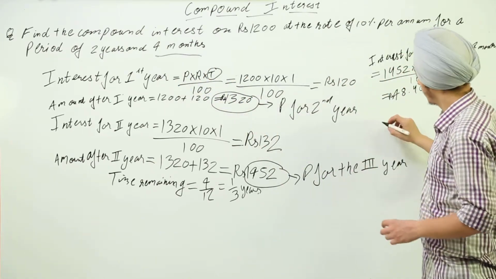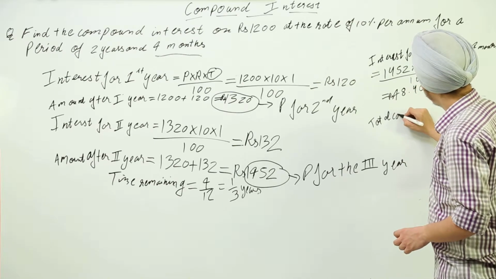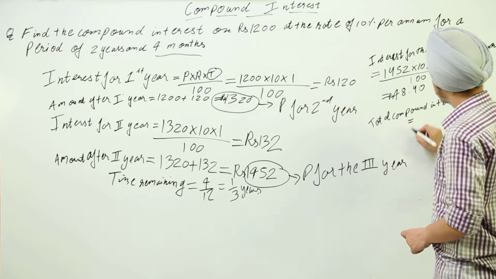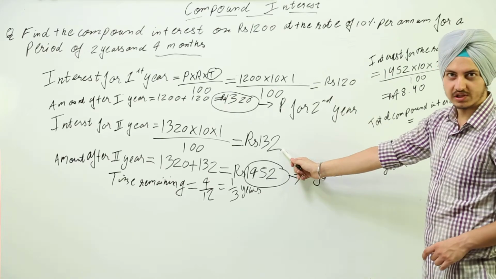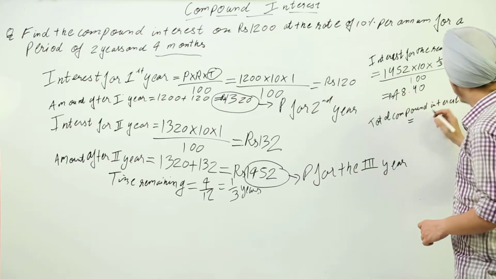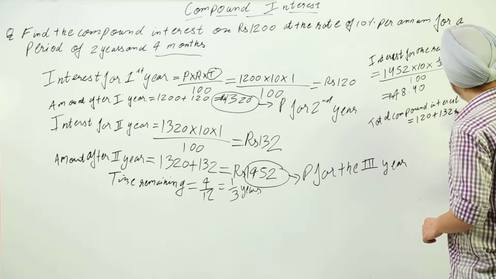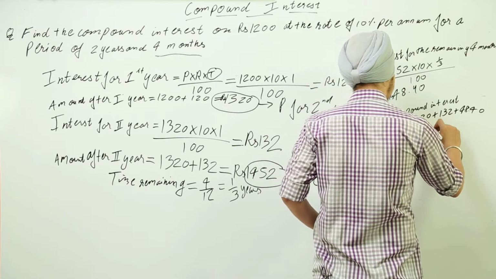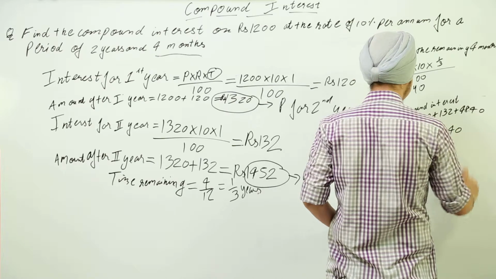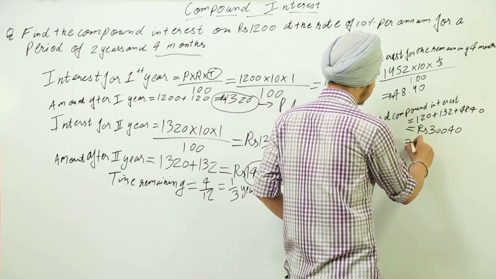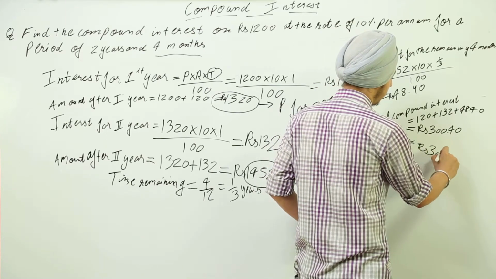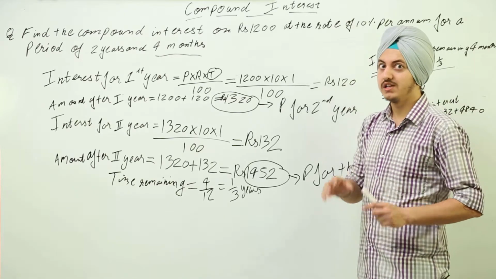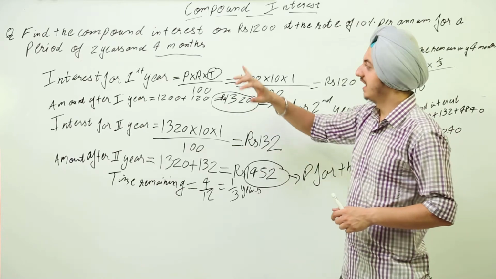So the total interest, what is the total interest? So the total compound interest is equal to rupees 120 plus rupees 132 plus rupees 48.40. This comes out to be equal to rupees 300.40. Now if we round this off, this will approximately be equal to rupees 300. Now this is the basic concept of finding out the compound interest if the amount of the time provided is in fractions of years.